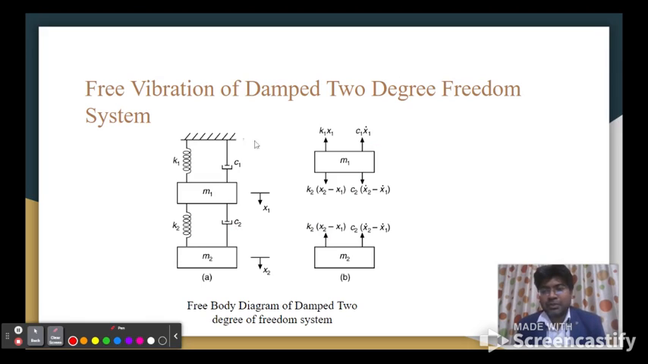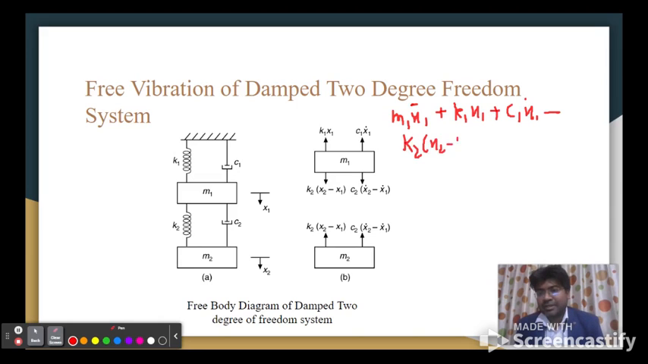Now I am writing the governing equation for the damped 2 degree of freedom system. m1 x1 double dot plus k1 x1 plus c1 x1 dot minus, this is in the opposite direction, therefore k2 times x2 minus x1, minus c2 times x2 dot minus x1 dot, equals 0, and this is your equation number 1.